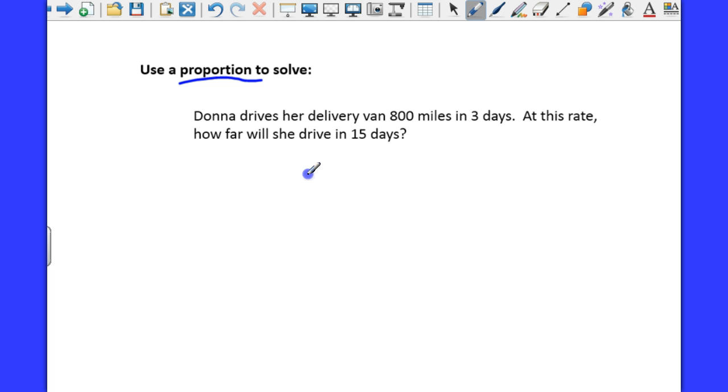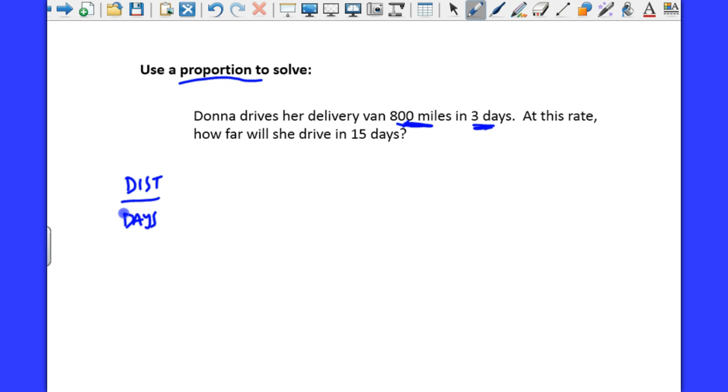All right, Donna is driving a delivery van 8,000 miles in 3 days. At this rate, how far will she drive in 15 days? Okay, begin with this over here. What we know is we have a distance driven per day. So we have a rate here, right? We have different units here. We have a measure of distance and a measure of time. So we're going to put distance over days.